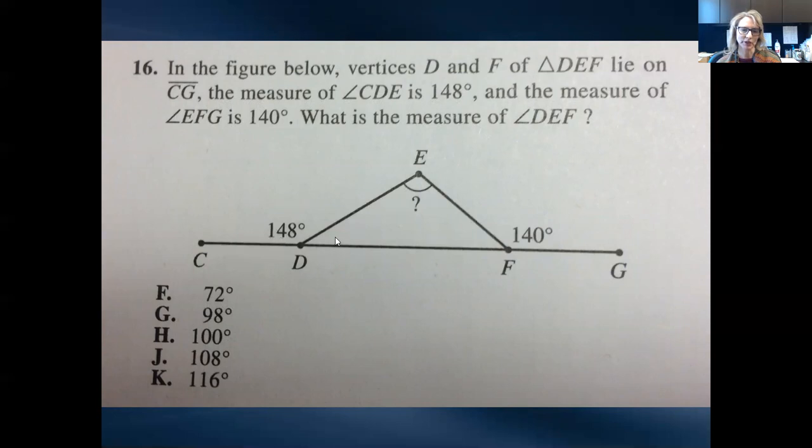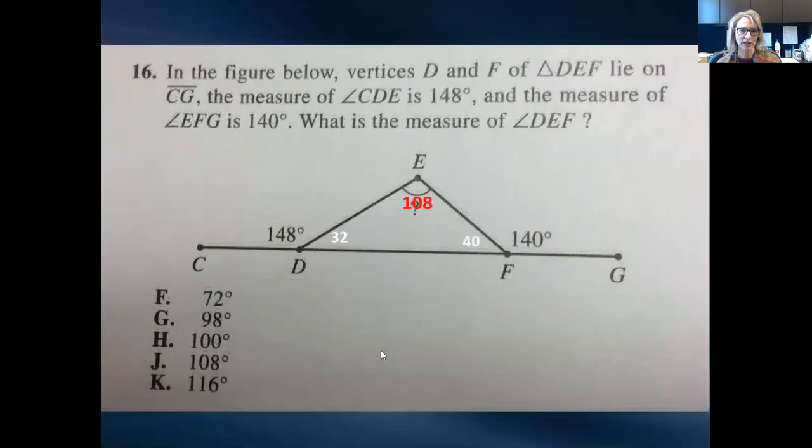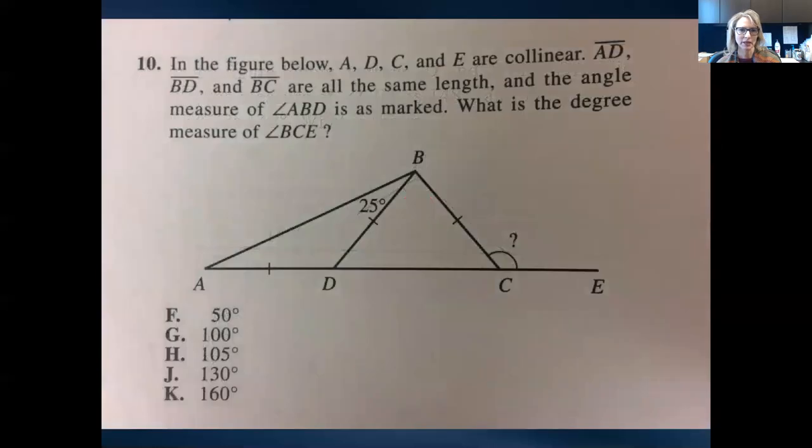So this one would be 32. We know these 2 add up to 180 because they're supplementary. So this would be 40. 32 and 40 make 72. And if you subtract that from 180, we're going to get 108. So the answer is J, 108.